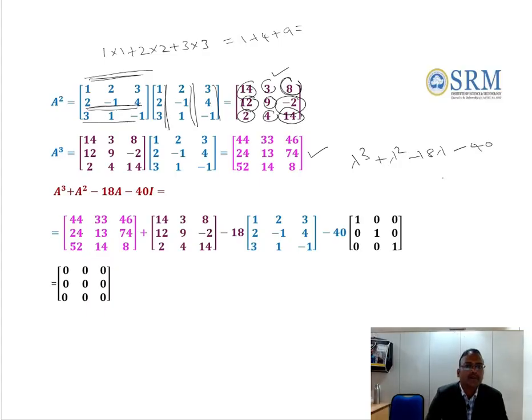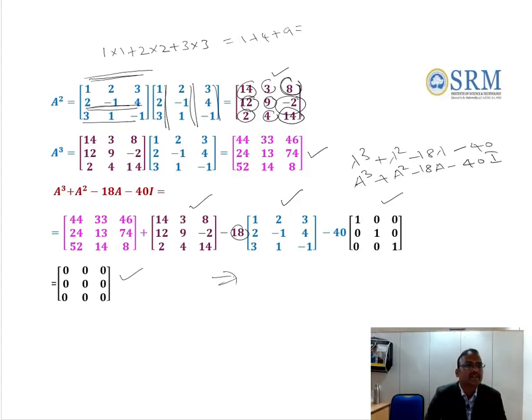minus 40, right? So what I told, wherever lambda is there, you replace lambda by A. Therefore, A cube plus A square minus 18A minus 40 into I. We have to evaluate this matrix and then add these four matrices, that leaves 0. Already we have calculated A cube, place it here, and A square is this matrix, and 18A, A is this, and I means identity matrix, minus 40 into I. If you add all these element-wise, position-wise, that gives the 0 matrix.